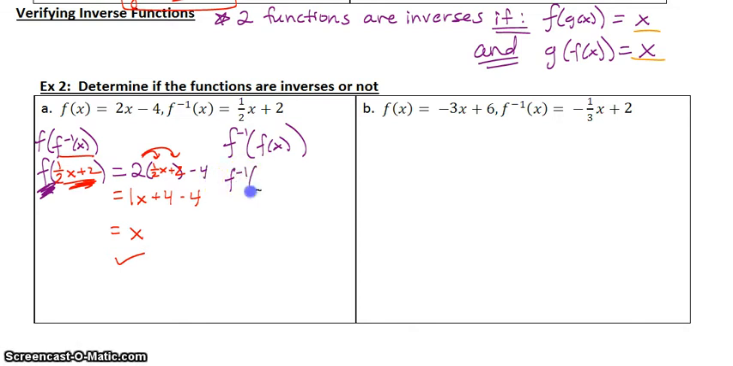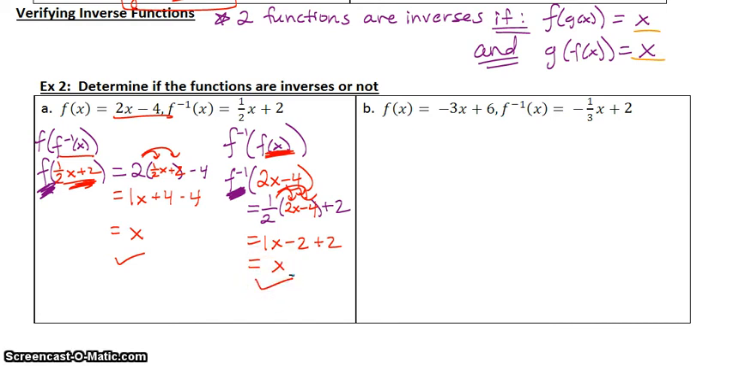So again, I would recommend you write down the function you're going to plug in. So f inverse of x, this time I'm going the other way. This time I'm going to plug in 2x minus 4, and f inverse is what I'm plugging it into. So f inverse looks like this. It's 1/2 x, only I replace the x with a parentheses. And then I'm going to stick 2x minus 4 right in there. Alright, distribute. 1/2 times 2 is 1. 1/2 times negative 4 is negative 2. And it ends up being an answer of x again. So, yes, these are inverses.